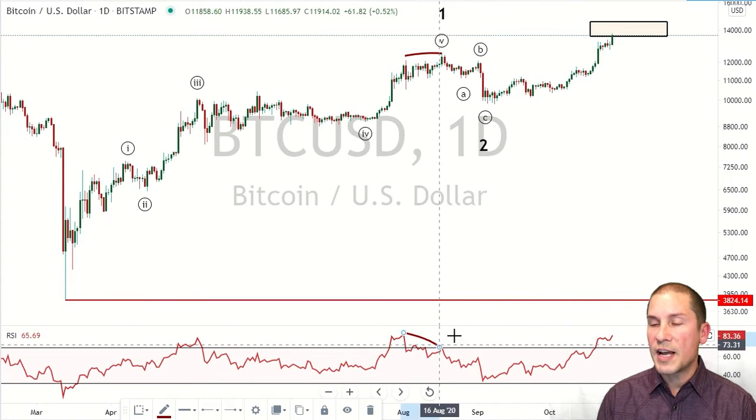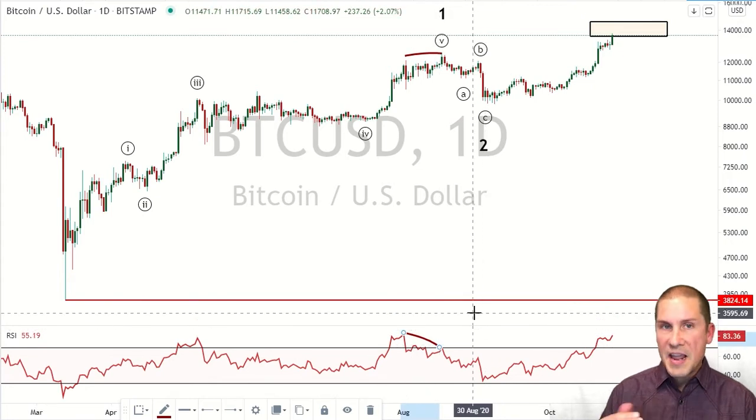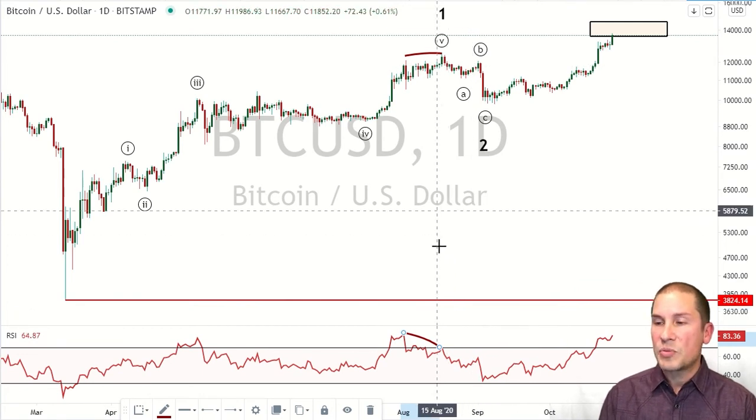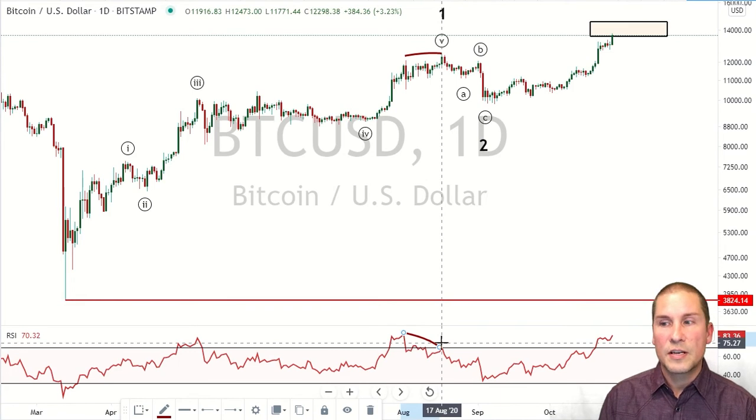Meanwhile, RSI created a lower high. And that's usually the symptom that you're late into the trend, is you get this divergence between price and the relative strength oscillator. A higher high on price, a lower high on the oscillator tells you this trend is tiring.